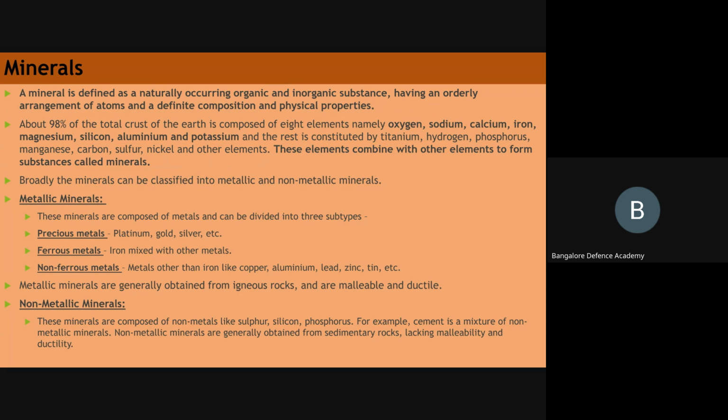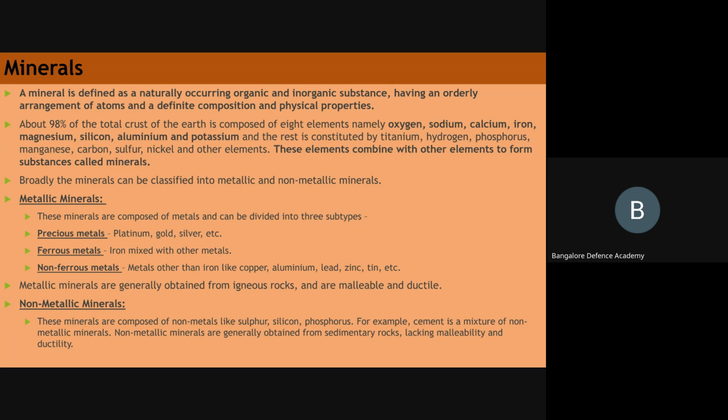So minerals are of 2 types: metallic minerals and non-metallic minerals. Metallic minerals are composed of metals and can be divided into 3 types. One is the precious metals. So what is a precious metal? Like gold, silver, platinum. These are the precious metals.